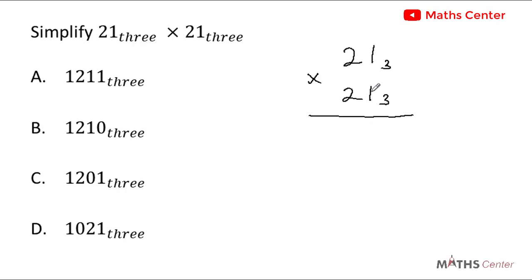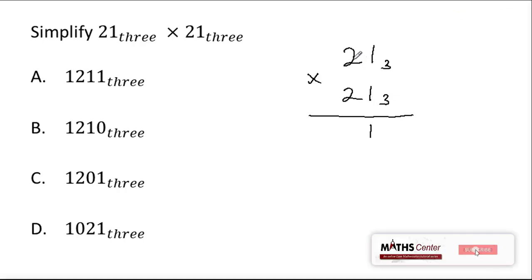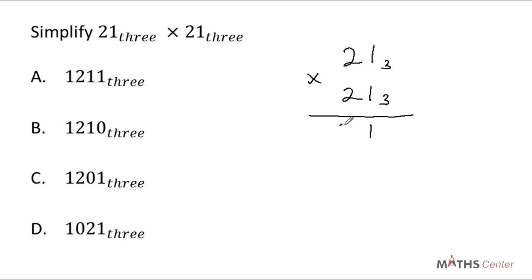Let's start. 1 times 1 will give us 1. 1 in base 3 is 1. 1 times 2 will give us 2. 2 in base 3 is 2. 2 times 1 will give us 2. 2 in base 3 is 2. And finally, 2 times 2 will give us 4. 4 in base 3 is 1 remainder 1.